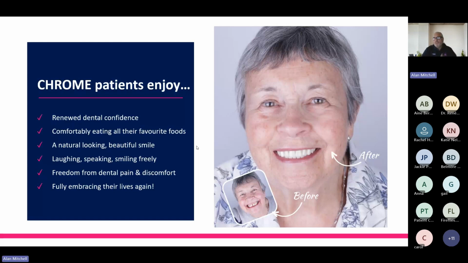And for me, the freedom from the pain and the discomfort, because we get a lot of denture wearers out there that can benefit from this treatment. And obviously, ultimately, it leads to them having a new lease of life and really being able to embrace that.